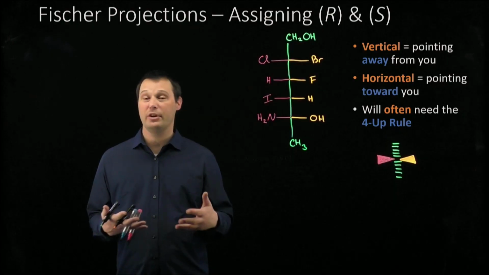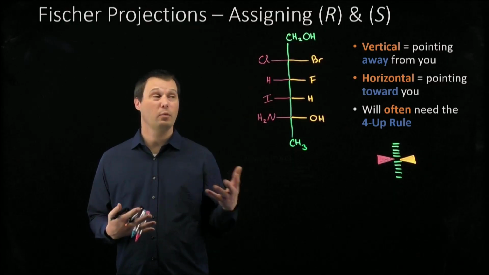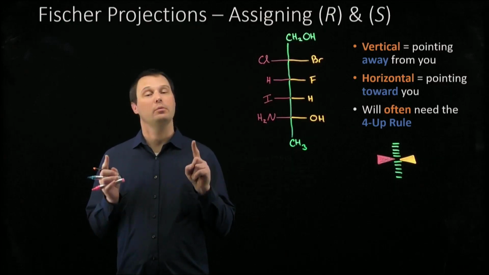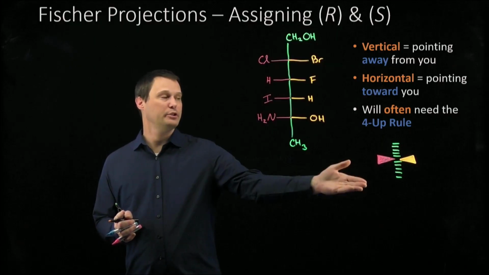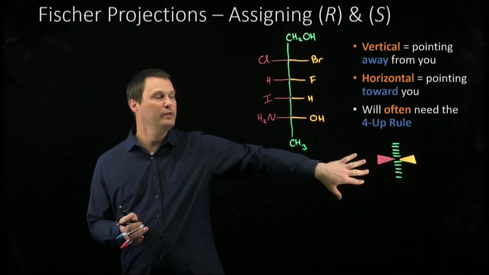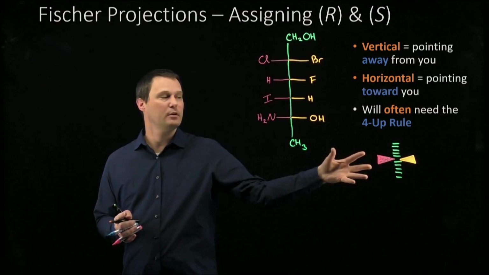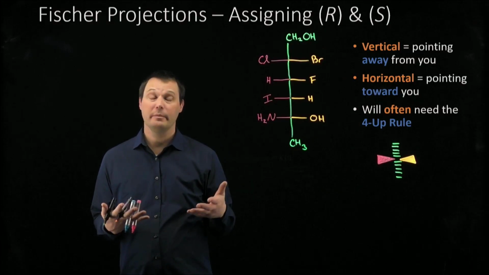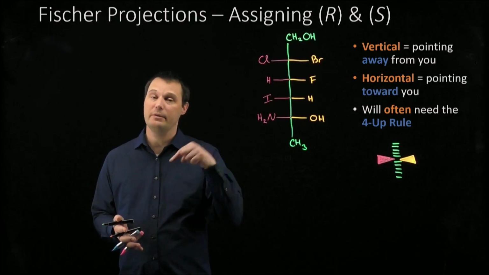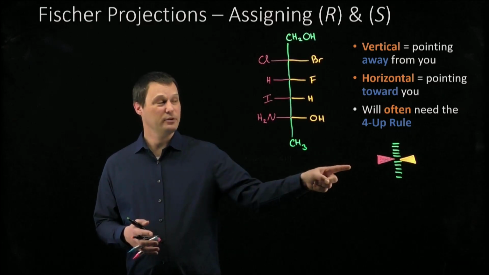This isn't a video about what Fischer projections are or what they represent, but the one rule you must remember is for a Fischer projection, the vertical bonds are pointed away from you as a viewer, and the horizontal bonds are pointed towards you as a viewer. If you'd like more information about what the Fischer projection is, I have a video that I'll link to down below. Why does that matter so much?